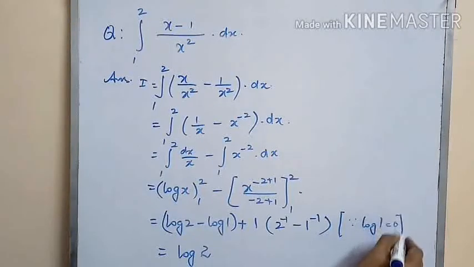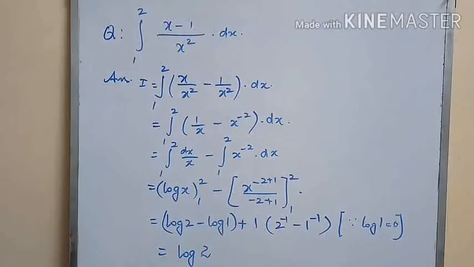The last step, we get log 2 minus log 1 is 0. So plus 1 by 2 minus 1, which can be simplified as log 2 minus 1 by 2. So this is the final answer.